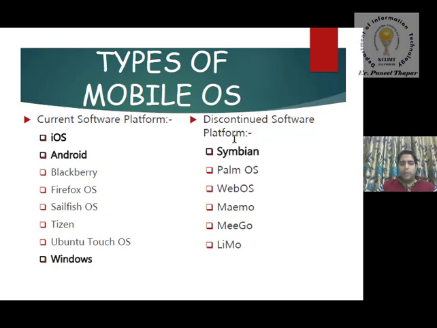Discontinued software platforms are also mobile operating systems, but they are not continued nowadays. Among these, Symbian, Palm, webOS, Maemo, MeeGo, and LiMo, only Symbian was widely used.